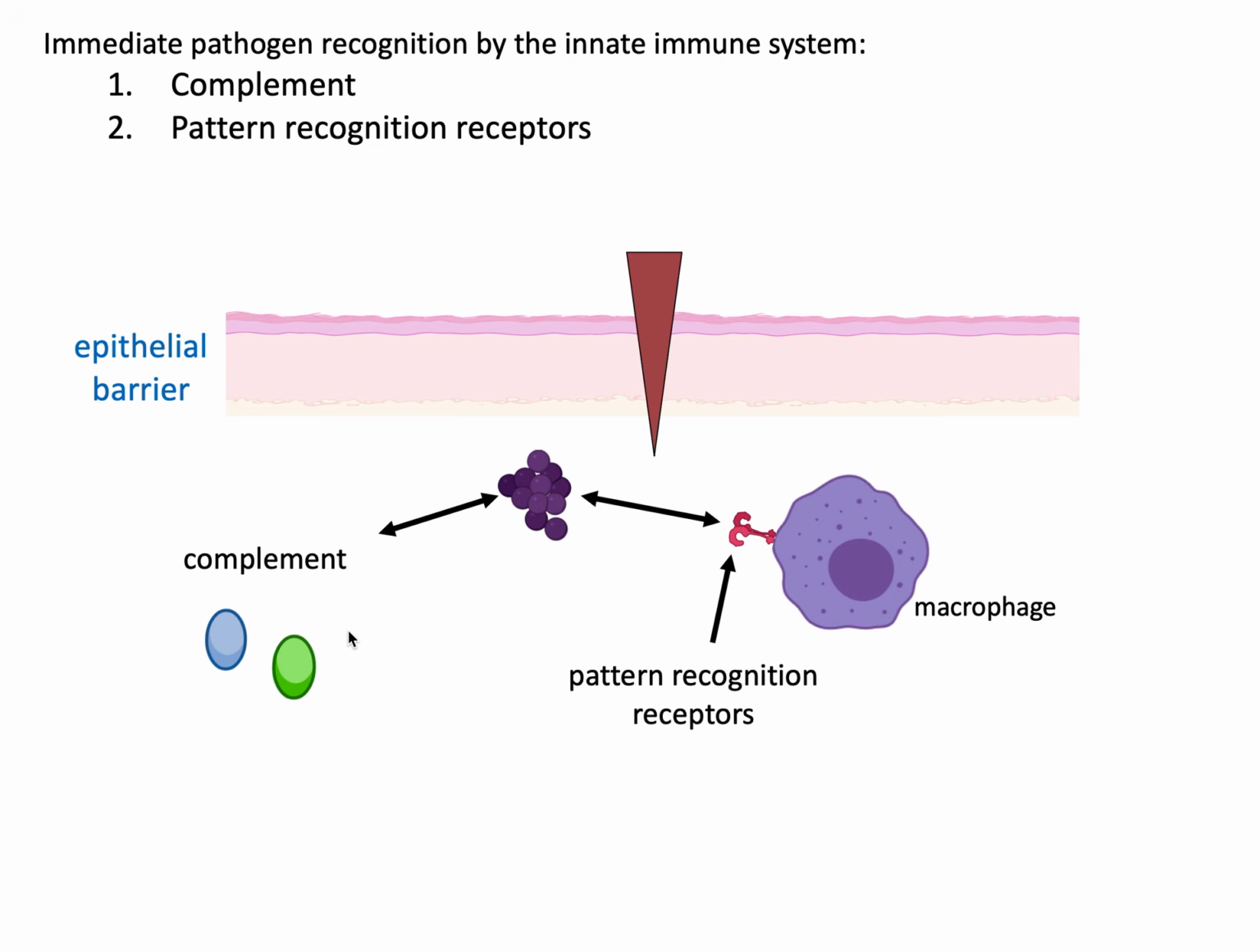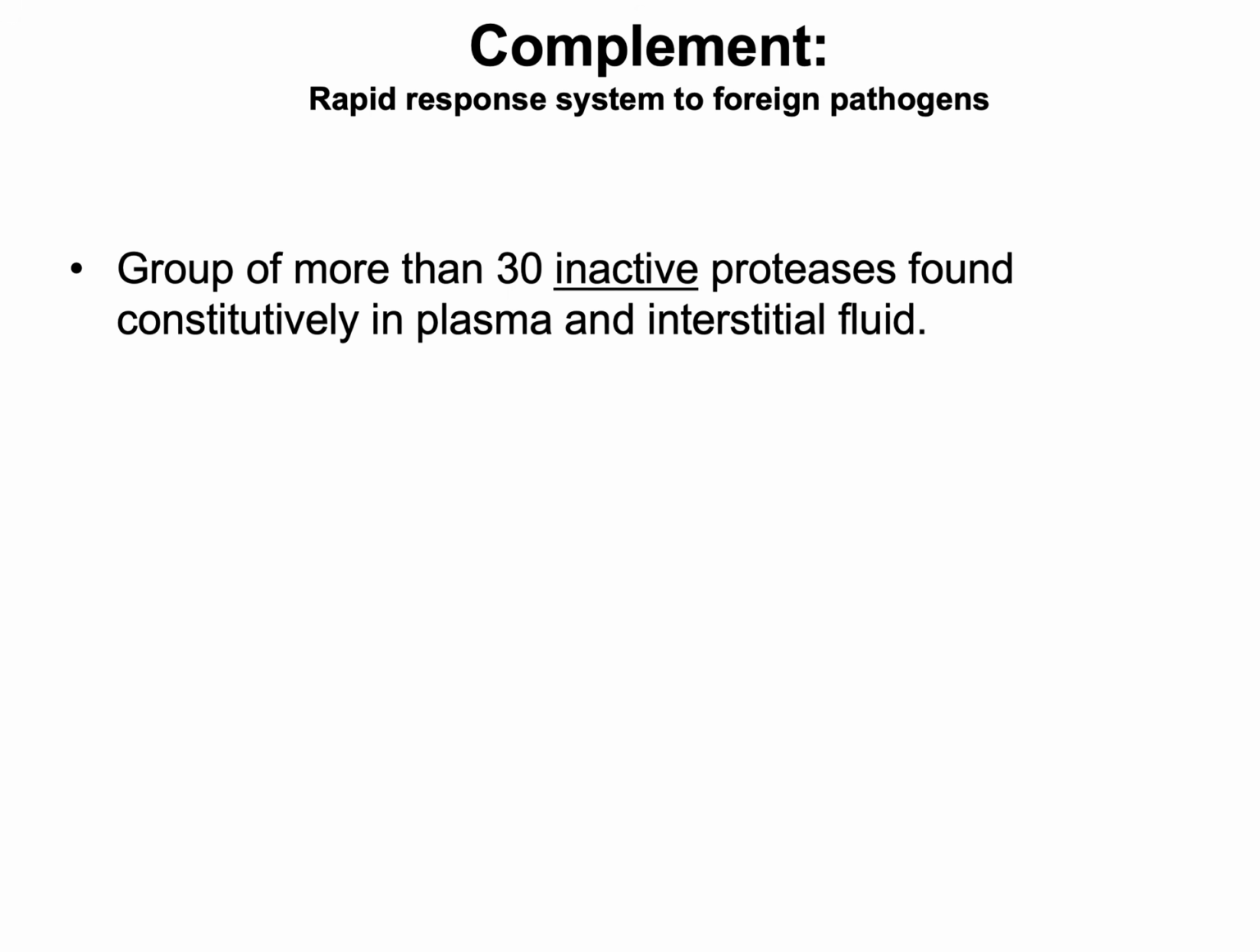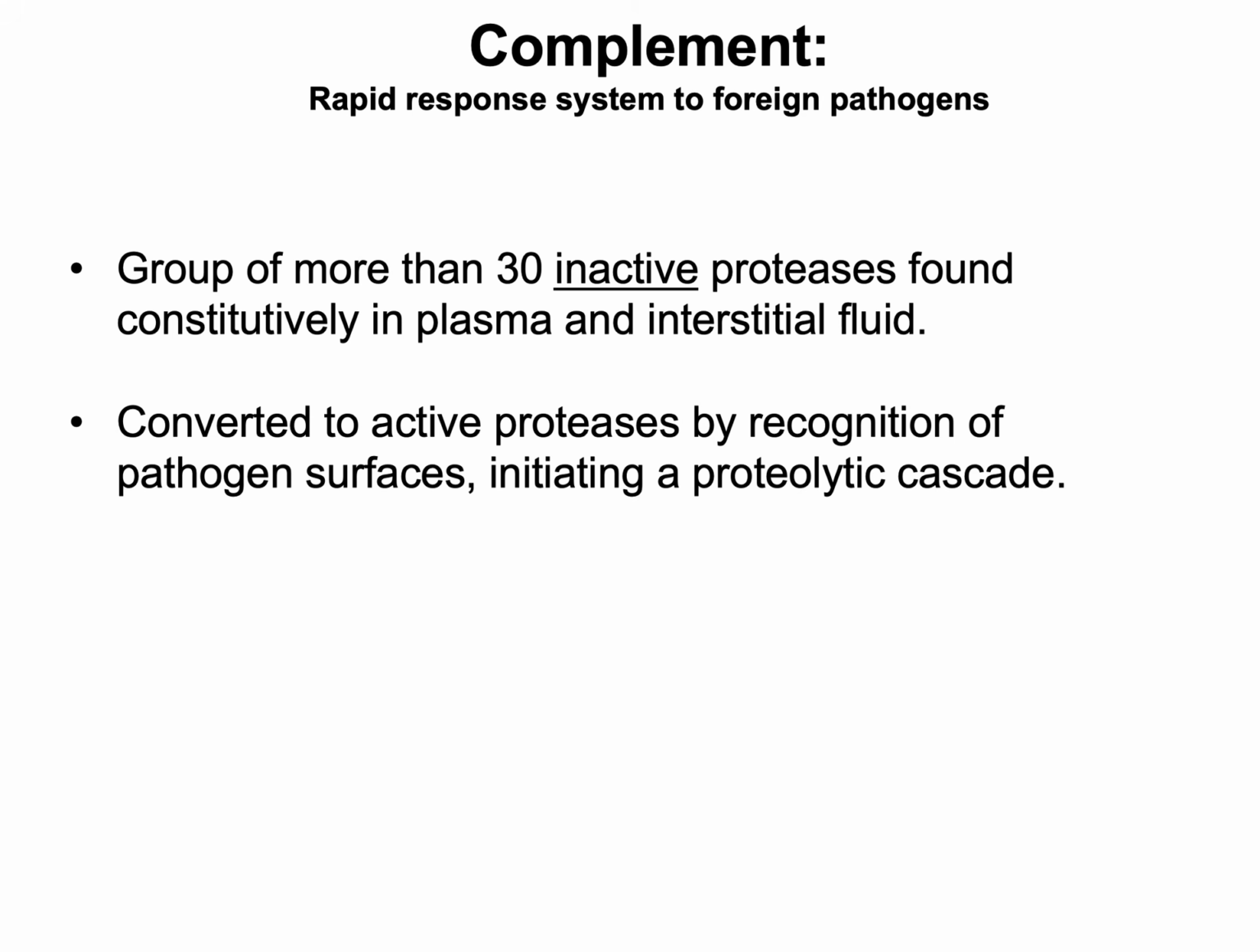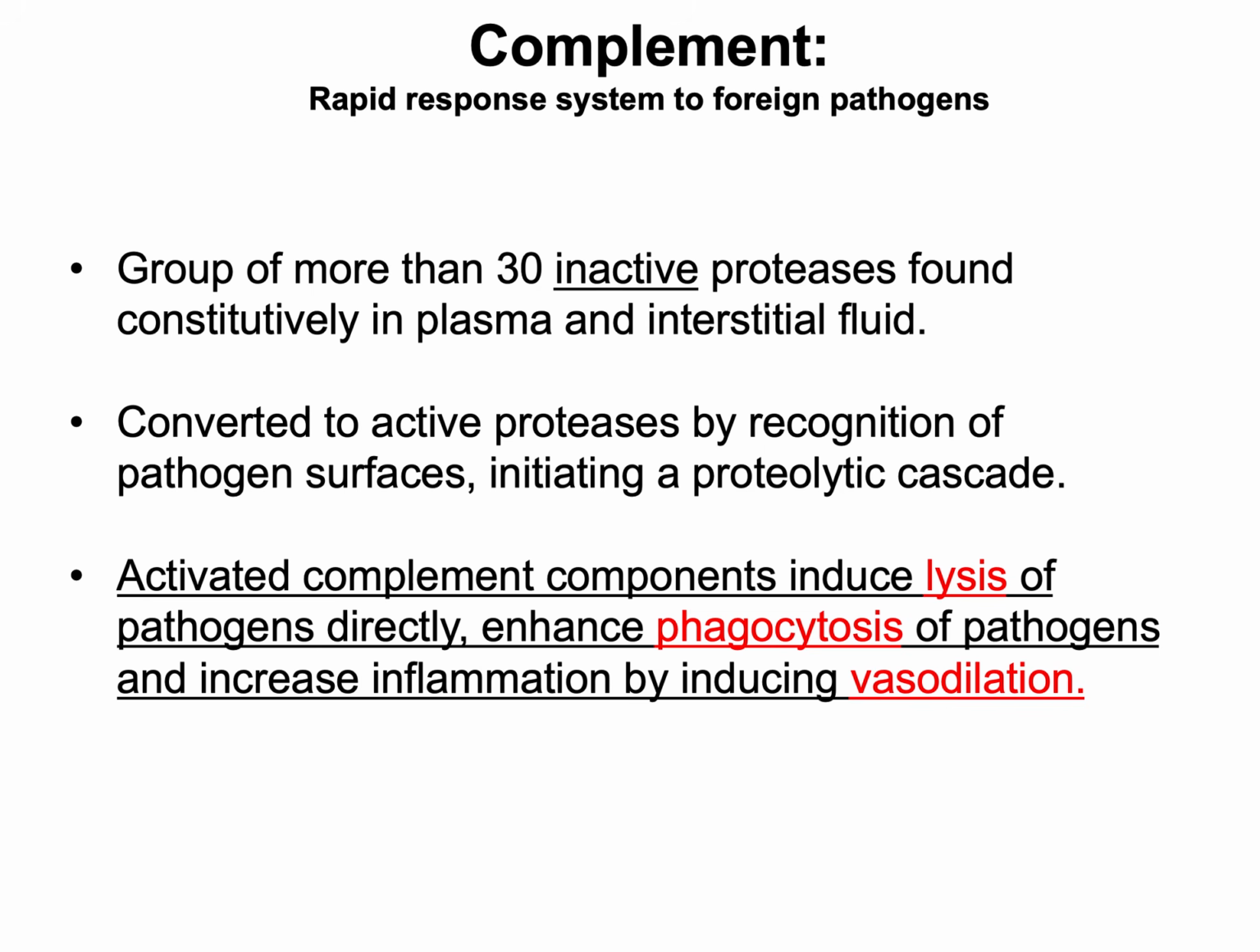So what is complement? Complement is a rapid response system to foreign pathogens. It consists of more than 30 inactive proteases. These are found constitutively in the plasma and in interstitial fluid. These proteases are converted to active proteases by recognition of pathogen surfaces. And once this happens, this initiates a proteolytic cascade.